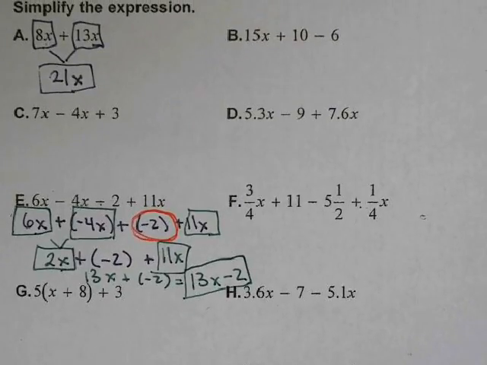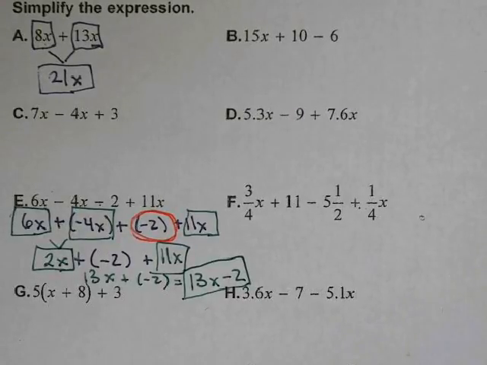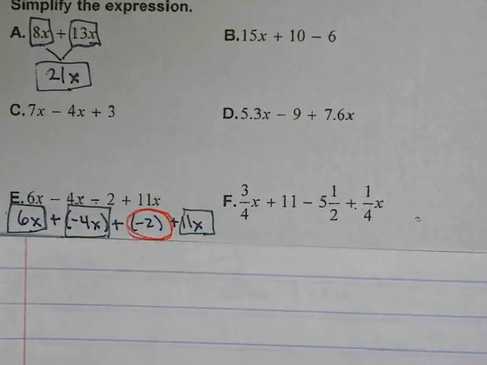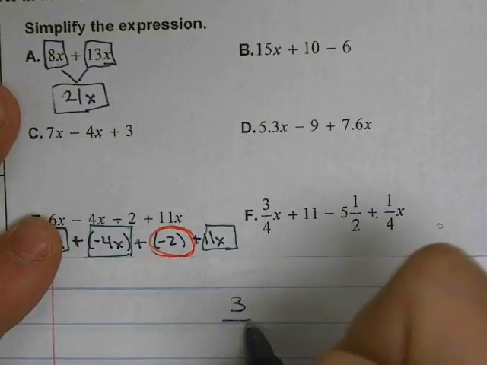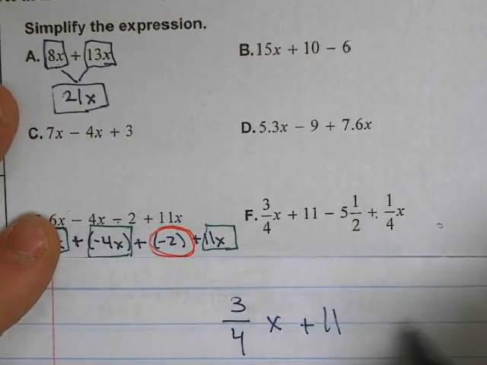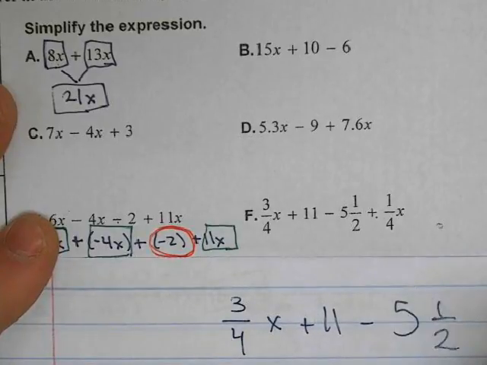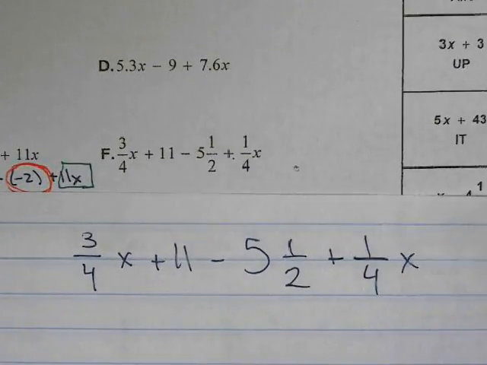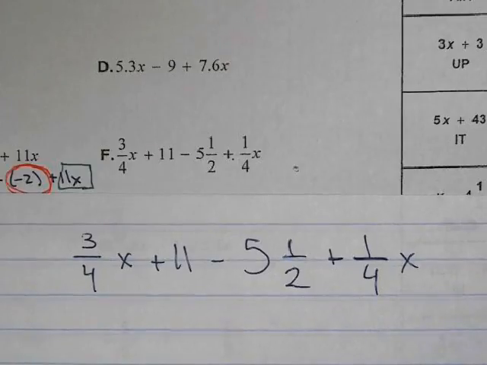Okay, so let's look at letter F. We'll need a separate sheet of paper to look at F. So let me copy the problem first. 3/4 x plus 11 minus 5 1/2 plus 1/4 x. Okay, so there's our problem. 3/4 x plus 11 minus 5 1/2 plus 1/4 x.